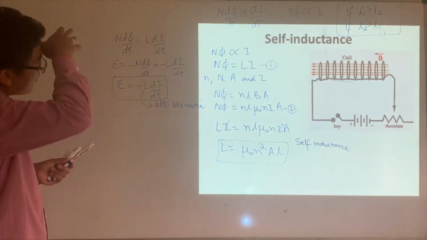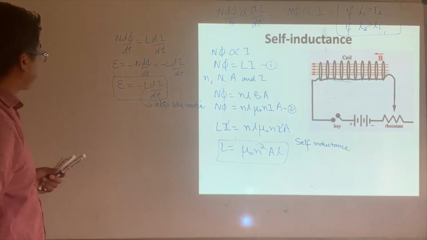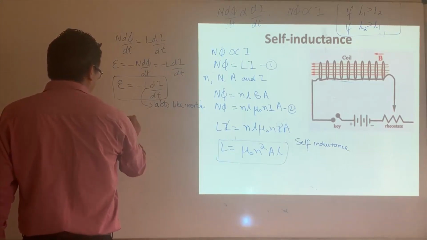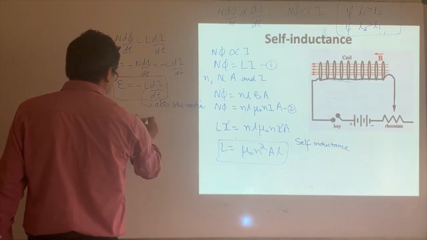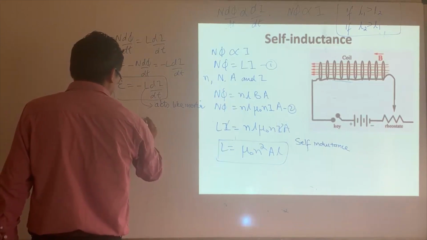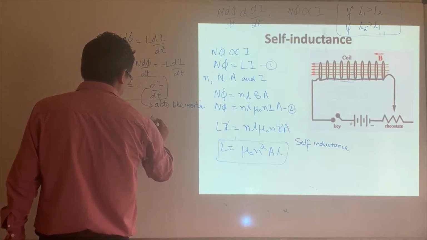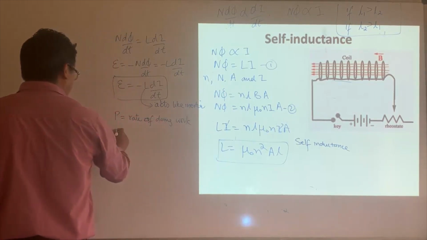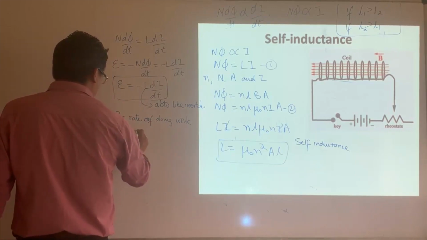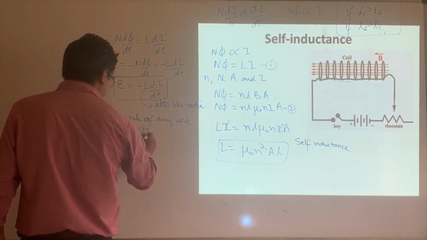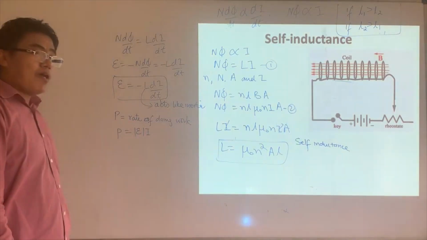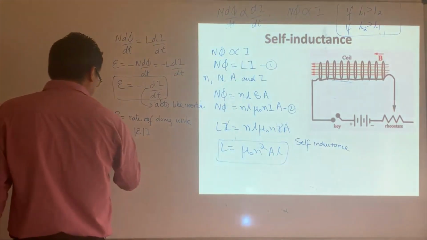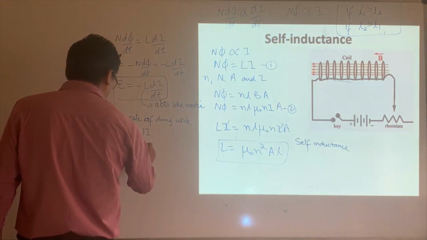Now what I would like to do here is, what about power? We say that power is the rate of doing work. Power is VI. This is a very simple formula. We have done it, right? In other words, power is equal to the rate of doing work.